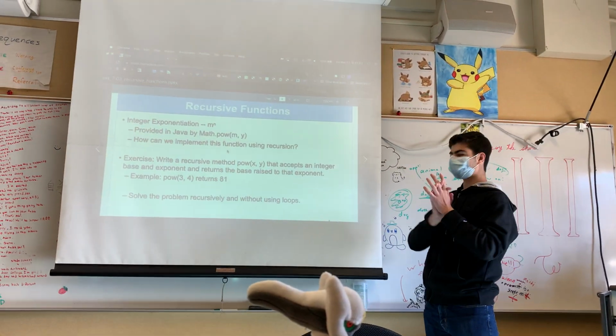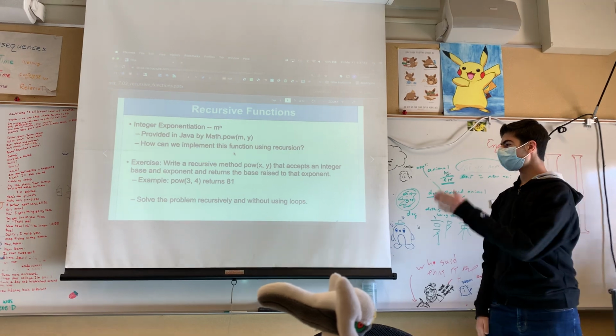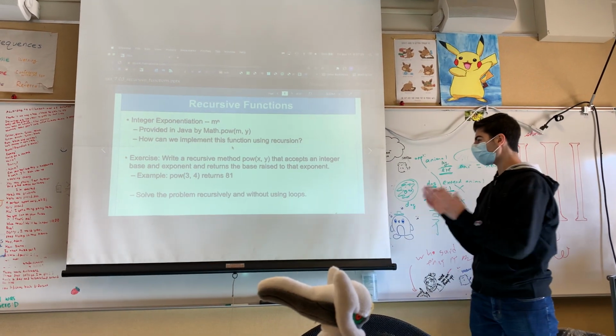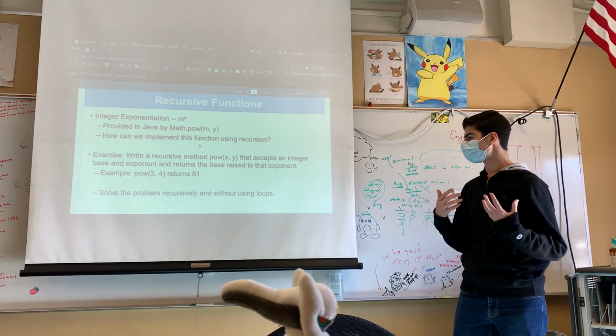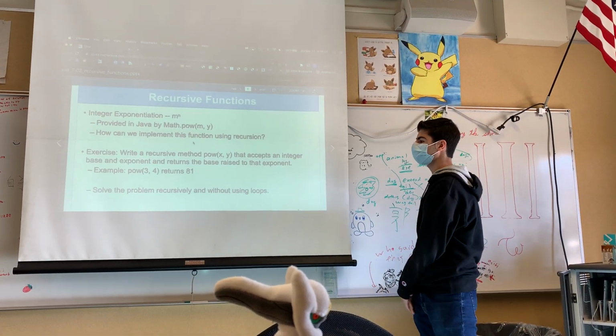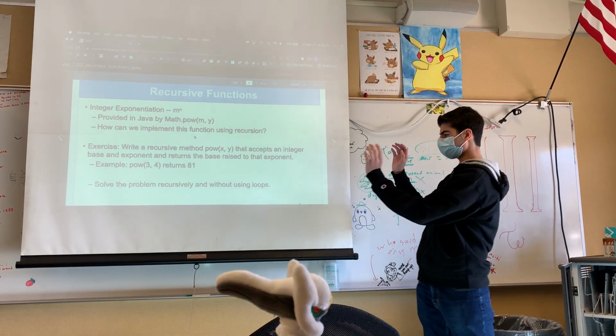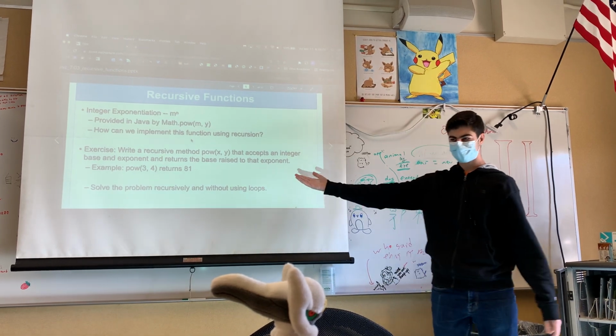All right, so right now we're going to do a mini exercise. Write a recursive method pow(x, y) that accepts an integer base and exponent and returns the base raised to that exponent. Example: pow(3, 4) returns 81. Why does it return 81?